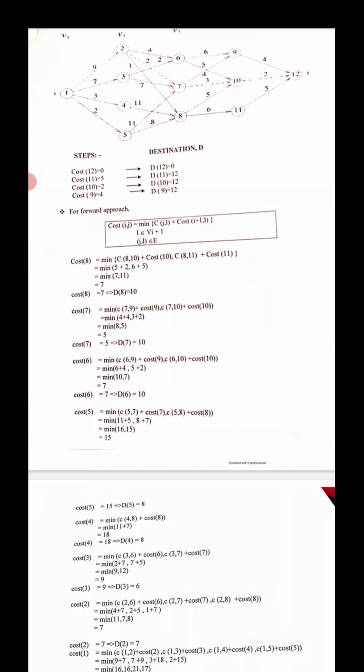Okay, now to calculate cost of 1 comma 2, how much is the value? 9 plus cost of 2, how much? 1 to 2, the cost is 9. Okay, cost of 1 comma 2, 9 plus cost of 2, how much? Cost of 2, the value will be 7.